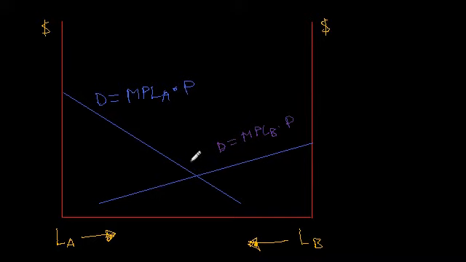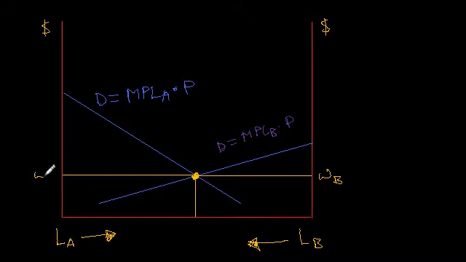The demand curve is equal to the wage paid to the units of labor. And then we can find, based on this graph and the intersection of these two demand curves, the equilibrium labor quantity in each region and the equilibrium wage in each region. So here we have the wage in region B, and over here we have the wage in region A.